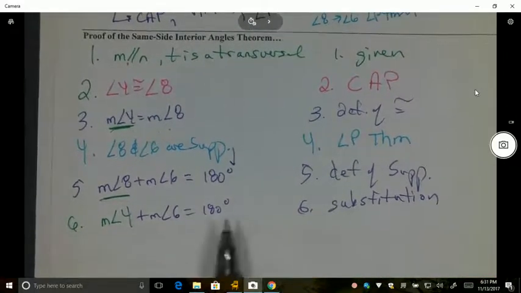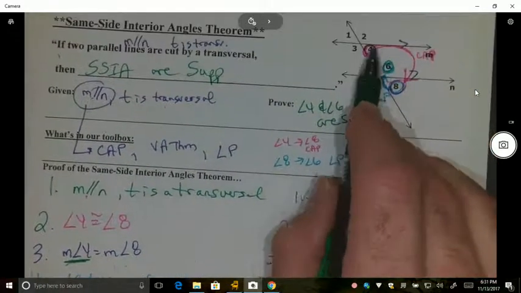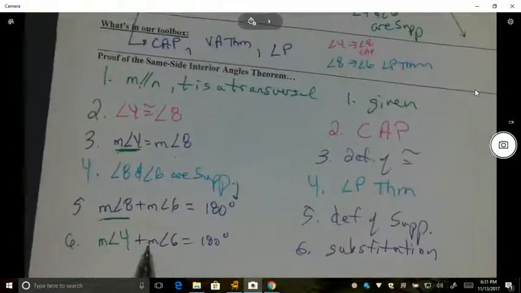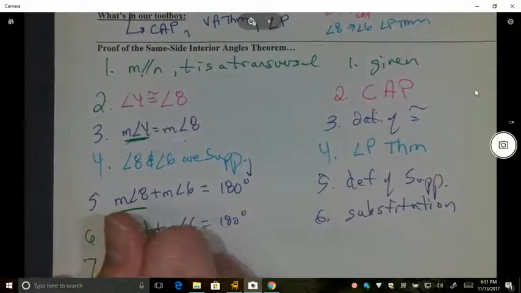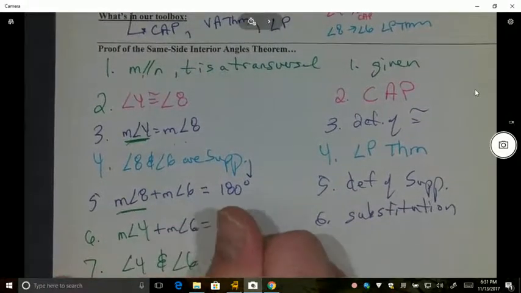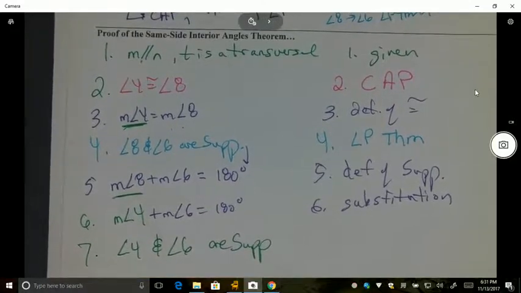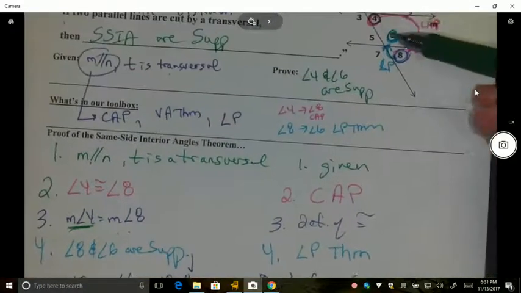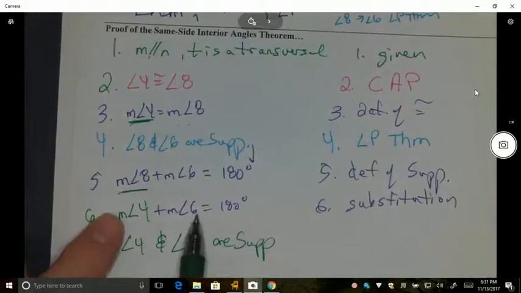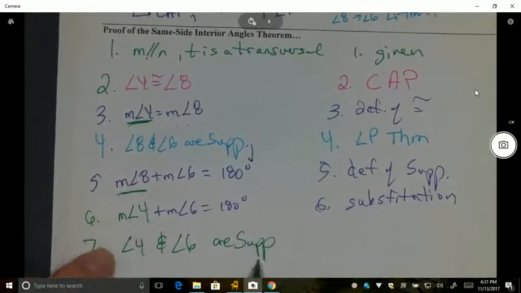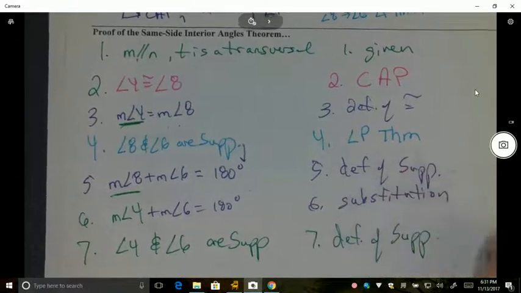And now that I have an equation saying that 4 and 6 are adding to 180, which is what I wanted, a way to connect 4 to 6, they are now connected through an equation, I can write my final conclusion that angles 4 and 6 are supplementary. Not by the same side interior angle theorem, because that's what we're proving. Normally, I would just say 4 and 6 are supplementary by the same side interior angle theorem. But because of the line above, since they add to 180, they are supplementary by the definition of supplementary.